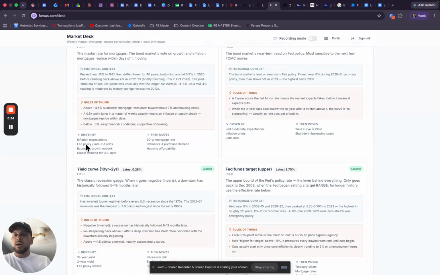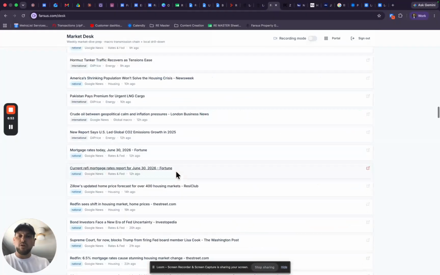And then these are the economic indicators that drive this particular indicator. And then these are the downstream effects of what happens when that economic indicator is moved one way or another, right? And so we have it for all the different indicators. It's a very valuable tool that I'll be using to go through this.